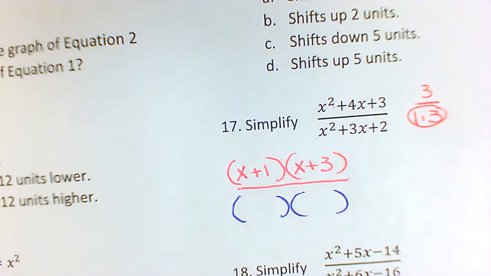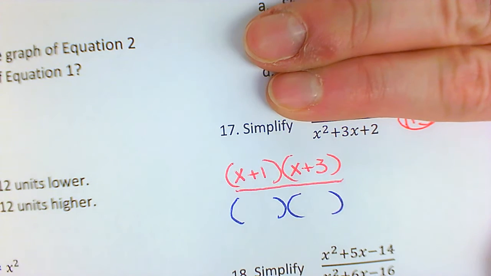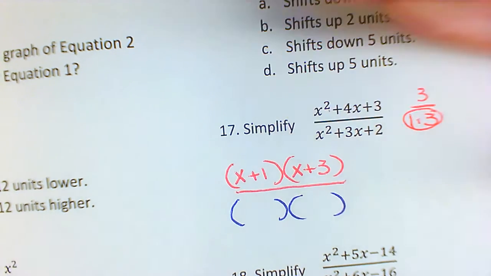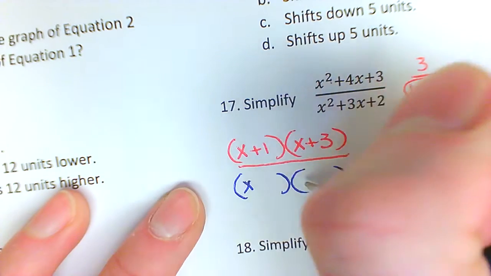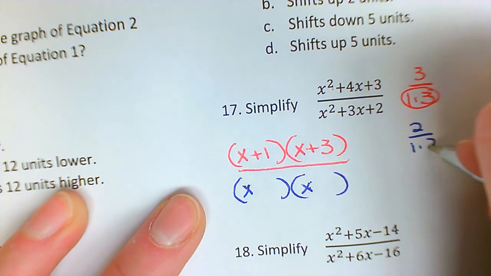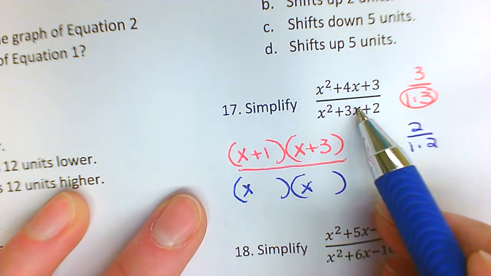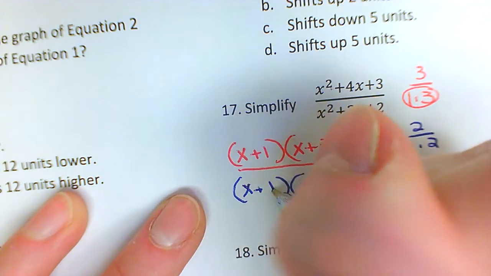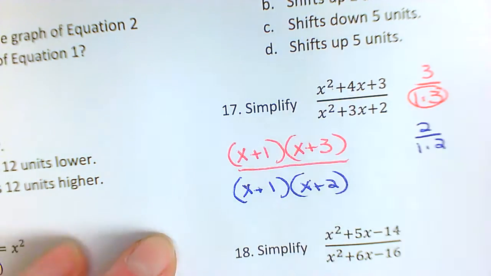Now for that bottom row, I am just factoring the bottom row. I don't care anything about the top anymore. I know I've got x and x. I'm listing the factors of 2, which could just be 1 times 2. Those two do add to give me 3, so that's the pair I want, plus 1 and plus 2.